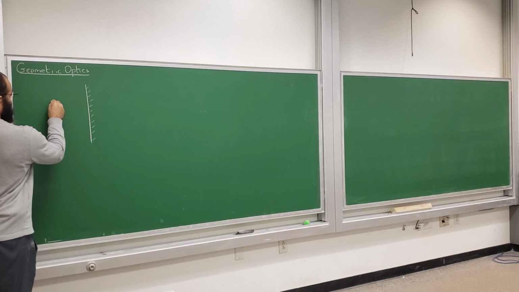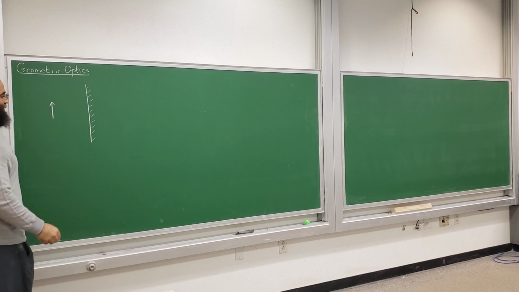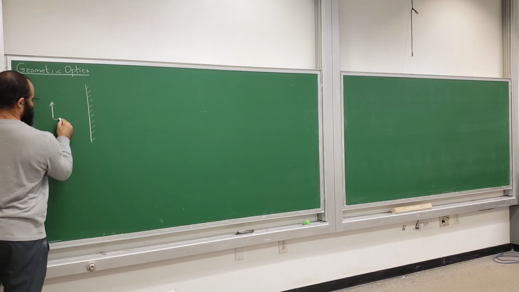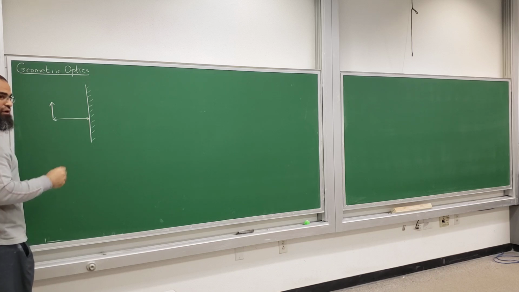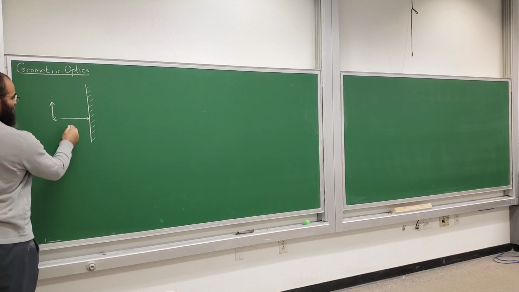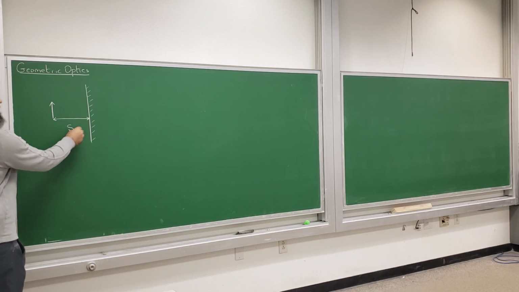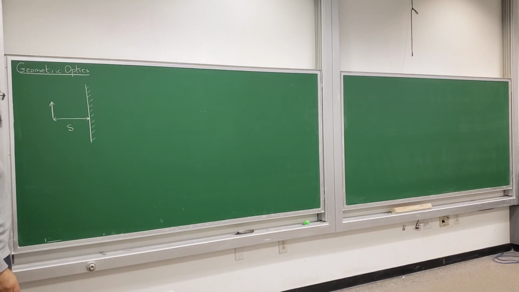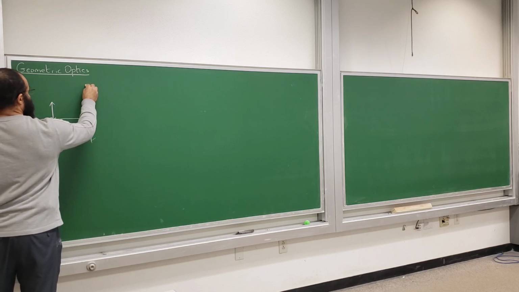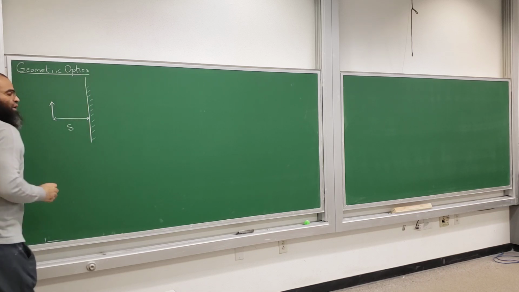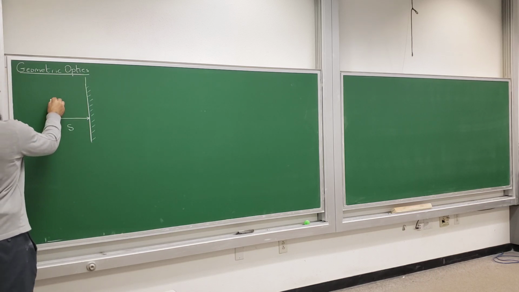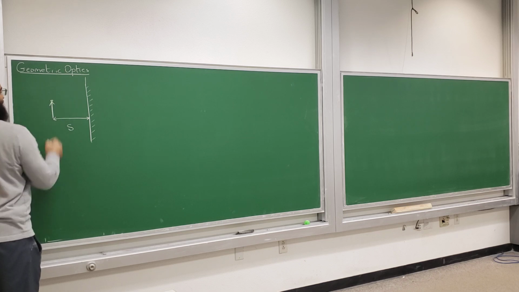Now, let's say I have an object here. That's my object. It's an arrow. The distance between the object and the mirror, or the lens, will be called S. This is the distance from the object to the mirror. It's called S. And this is the tip of the arrow.